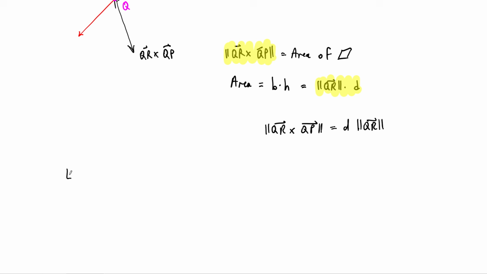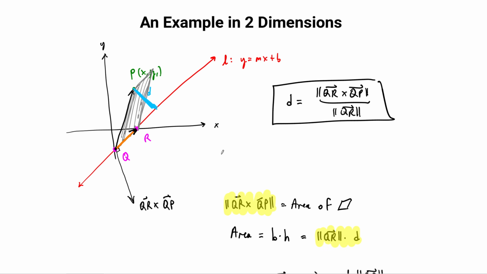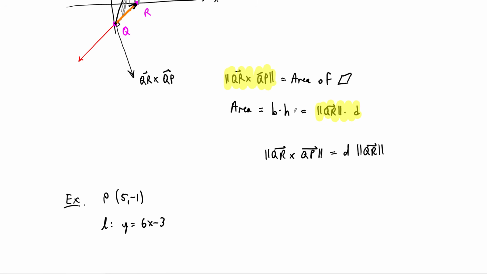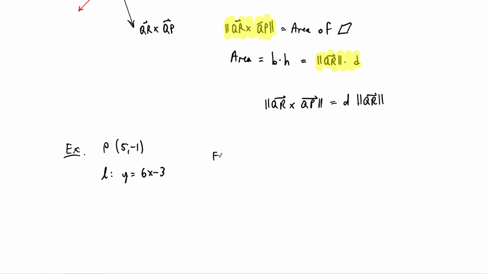So let's suppose that we have a point, let's say (5, -1). And we have a line whose formula is y equals 6x minus 3. And we want to find the distance between the point and the line. So we want to find the distance.